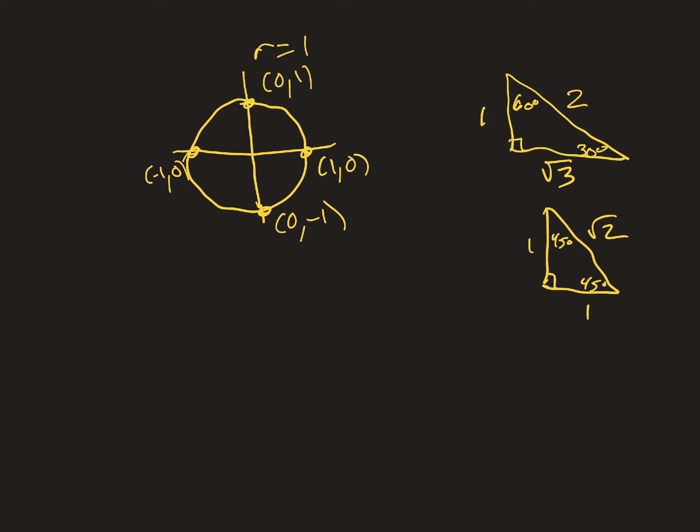Sometimes, especially for you just learning radians, it may be helpful to get in the habit of saying pi over 6 and pi over 3. And for 45, pi over 4 and pi over 4. Just to start thinking in terms of radians.